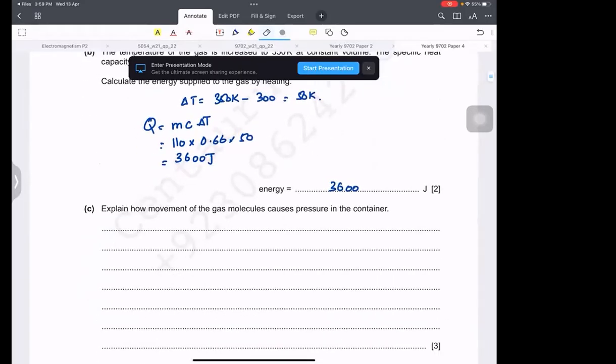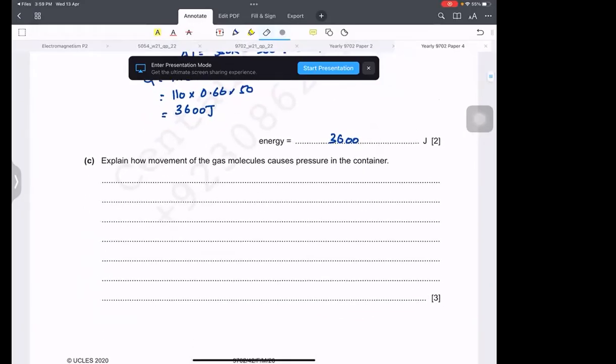Don't need to write it. Explain how the movement of gas molecules causes a pressure in the container. Now, this is very, very easy O-level stuff. Number 1. Molecules keep colliding with the wall of the container, right?